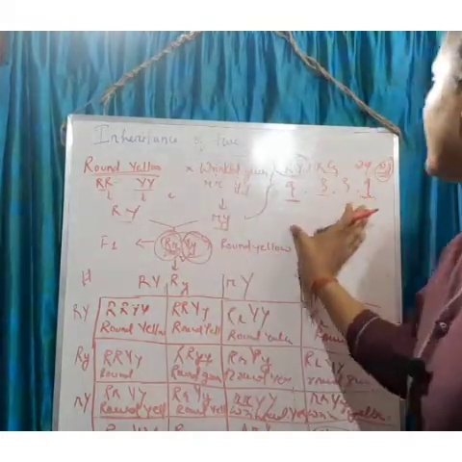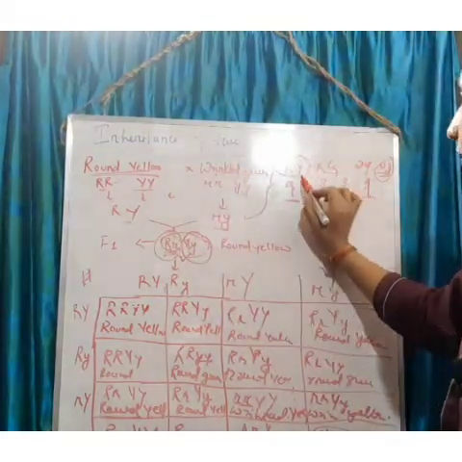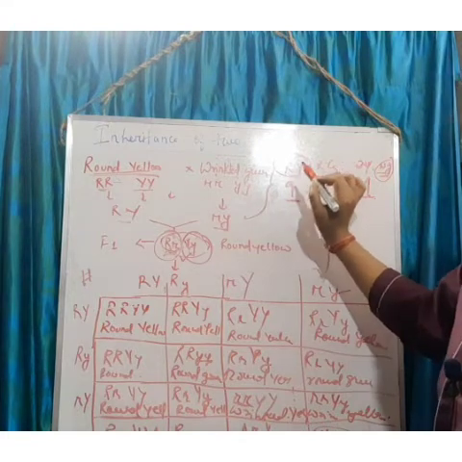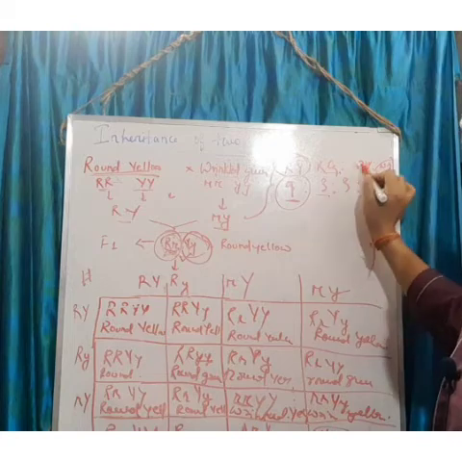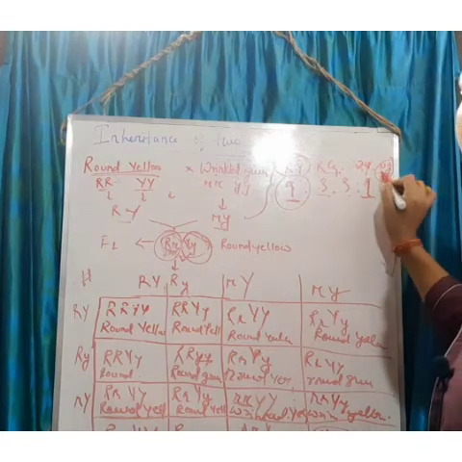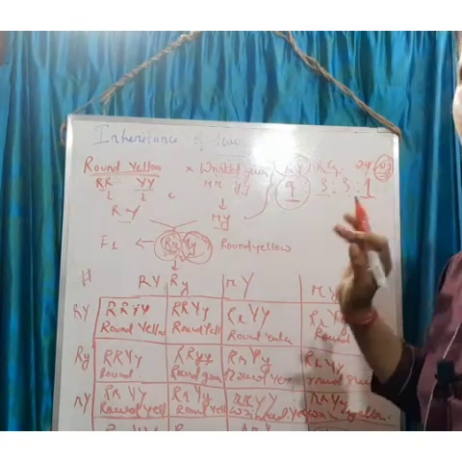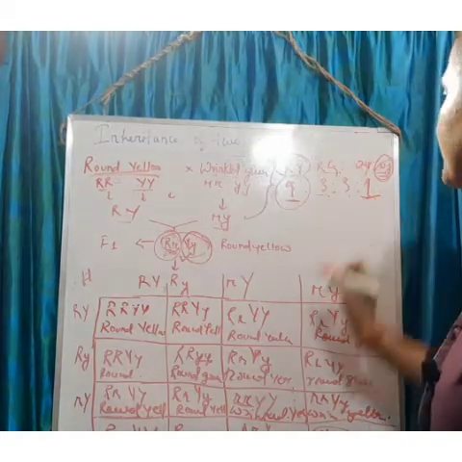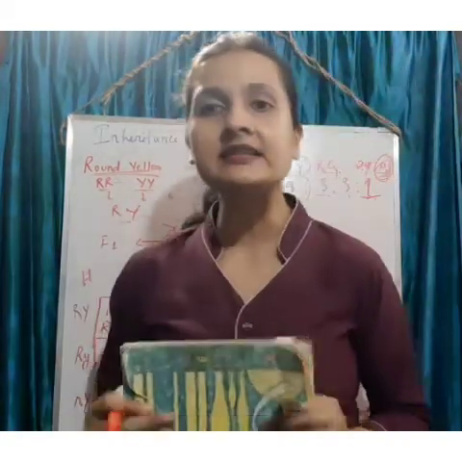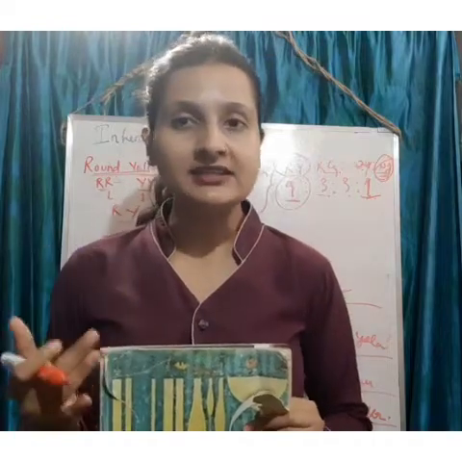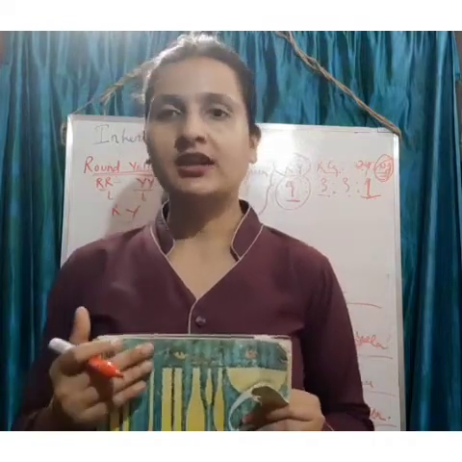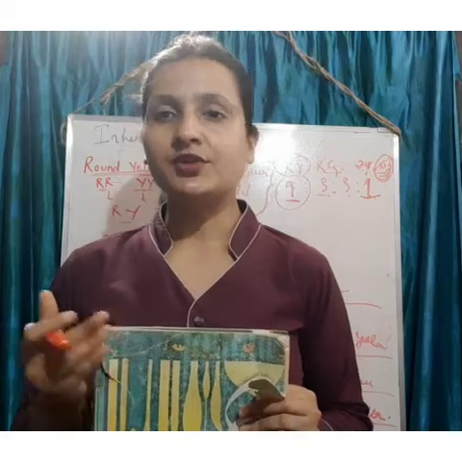And here is the phenotypic ratio. Here we get round yellow where both are dominant, 9, round green 3, wrinkle yellow 3, and wrinkle green, the pure recessive, 1. So I hope that inheritance of two genes is clear to you, and still if you have any doubts then let me know. Okay, I'll try to clear it out.